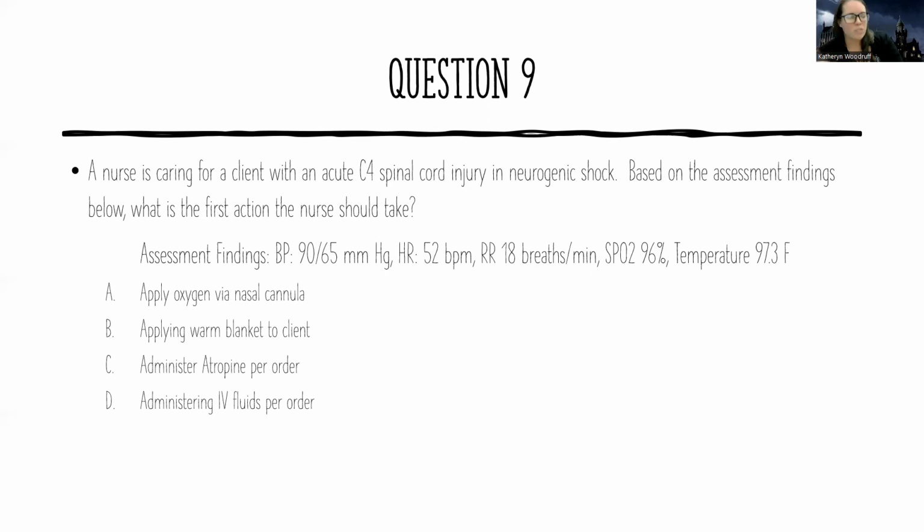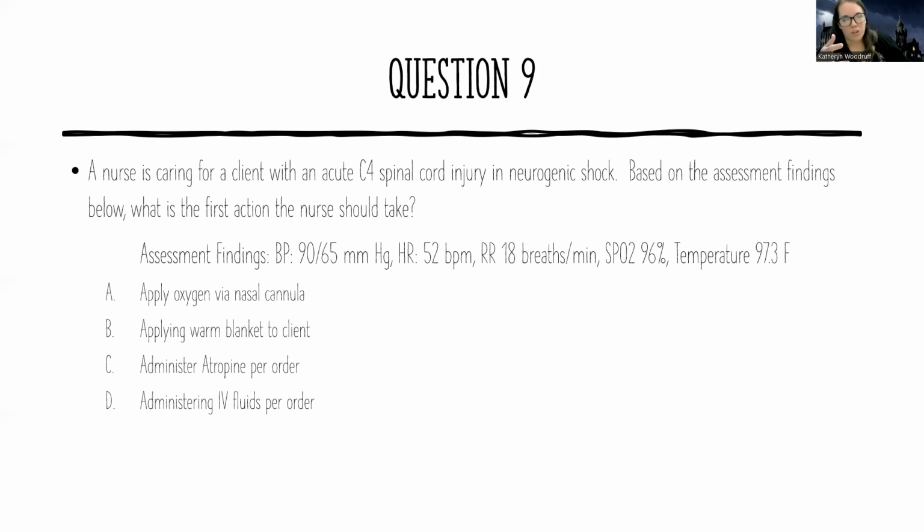We don't want to get crazy with the fluids because it's not that they're missing fluid like in septic shock and stuff like that, where we really want to load them up with fluids. In neurogenic shock, the fluid is just in the wrong places. They're vasodilated. So we don't really focus on IV fluid. We use it really cautiously in neurogenic shock because they can get overloaded.